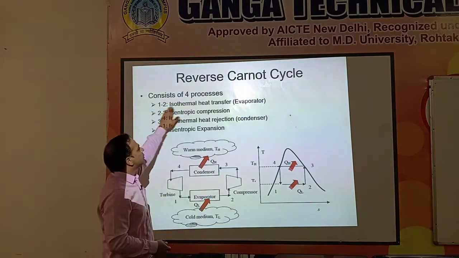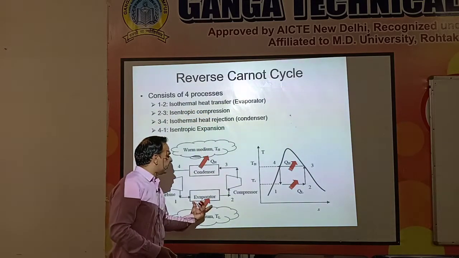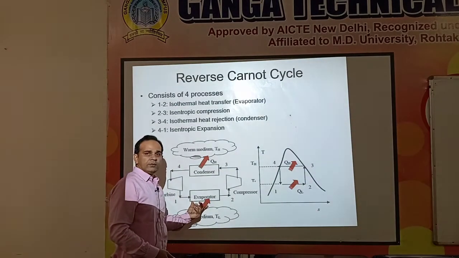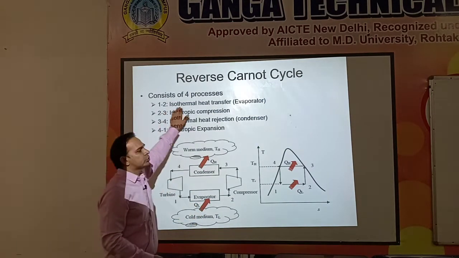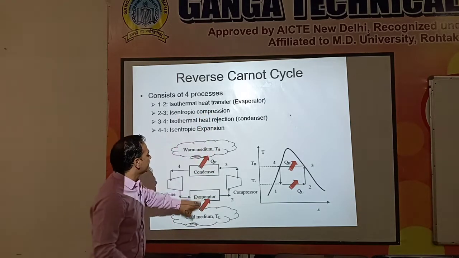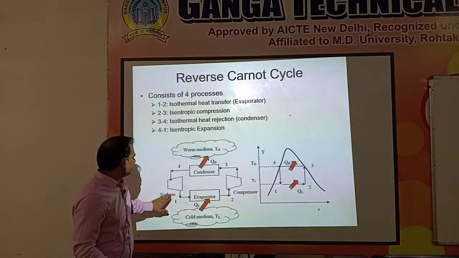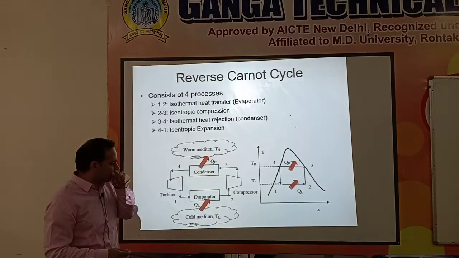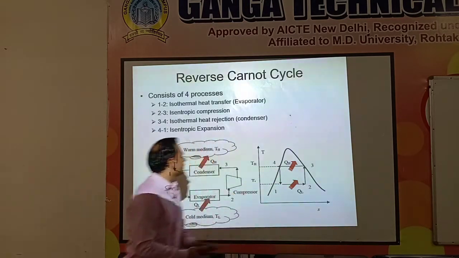First of all, 1 to 2 is the isothermal heat transfer process. 1 to 2 in the evaporator; earlier we have seen that the process in the evaporator was constant pressure, but now we are having an isothermal heat transfer process. Then in the compressor we are having isentropic compression, and then in the condenser we are again having isothermal heat rejection, and in the turbine we are having isentropic expansion. So we can see the TS diagram of this complete cycle.